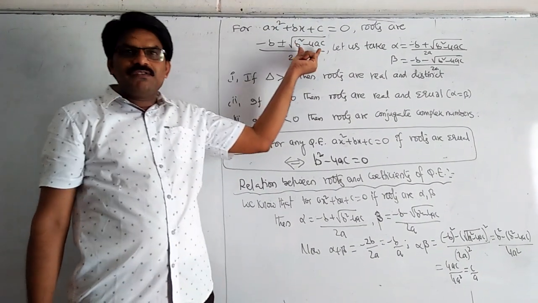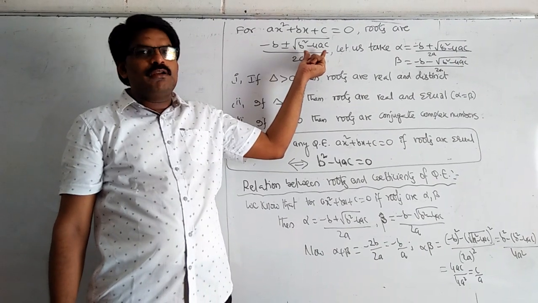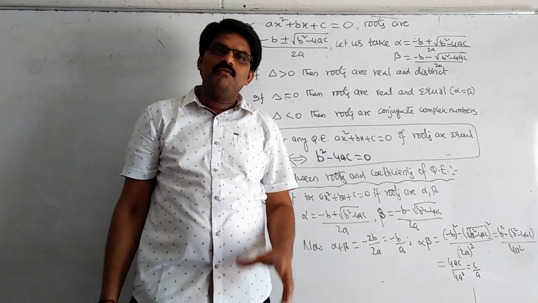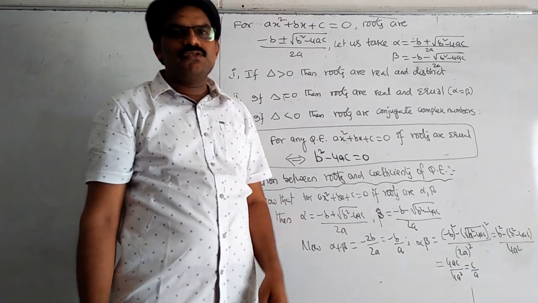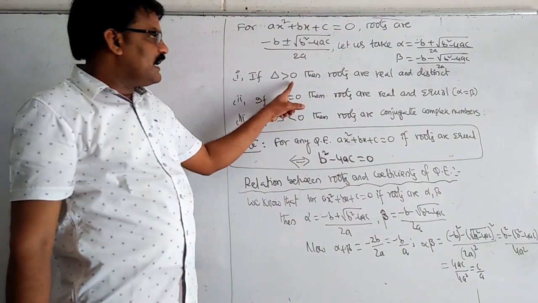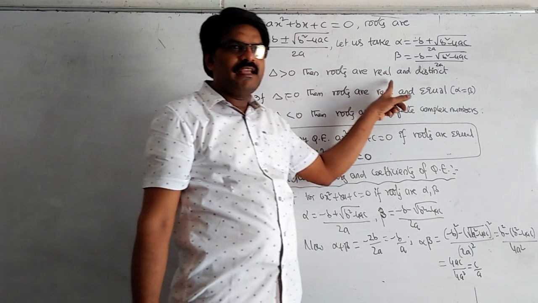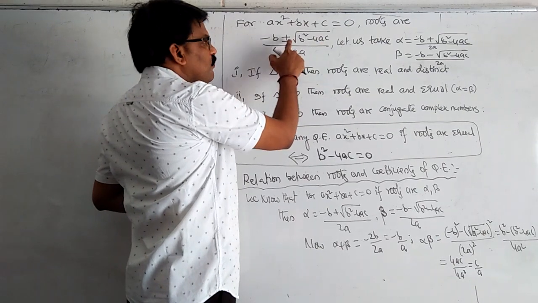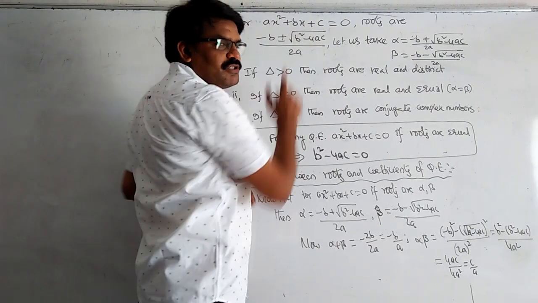Now b square minus 4ac is called a discriminant and it is denoted by delta. So just by knowing the value of delta, we can decide the nature of roots. How is it? When delta is greater than 0, then the roots are real and distinct. Why? When b square minus 4ac is greater than 0, we get square root of some positive value.